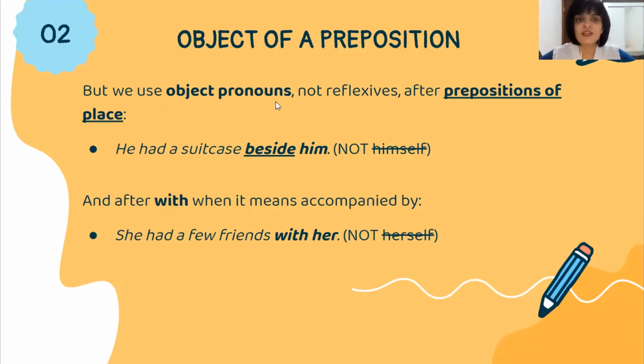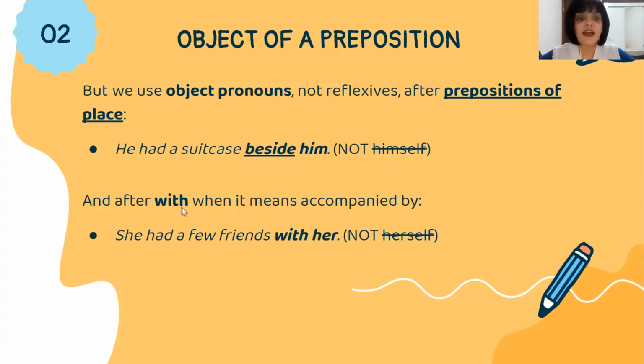We use object pronouns not reflexive after prepositions of place. Então, ao invés de usar pronomes reflexivos em frases que têm preposições de lugar, a gente usa the object pronouns, ok? Então, vamos olhar aqui esse exemplo. He had a suitcase beside him. Ele tinha uma mala ao seu lado. Aqui a gente vai usar o object pronoun him ao invés do reflexive pronoun himself. E isso se dá por conta da preposição de lugar beside.